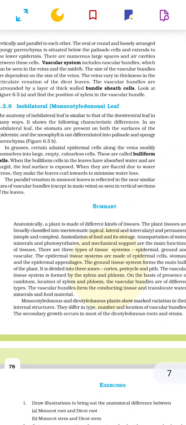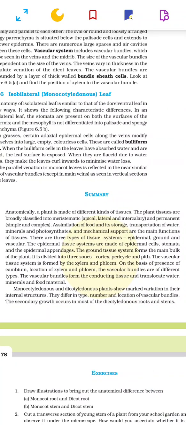Summary. Anatomically, a plant is made up of different kinds of tissues. The plant tissues are broadly classified into meristematic, that is apical, lateral and intercalary, and permanent, that is simple and complex. Assimilation of food and its storage, transportation of water, minerals and photosynthesis, and mechanical support are the main functions of tissues. There are three types of tissue systems: epidermal, ground and vascular.